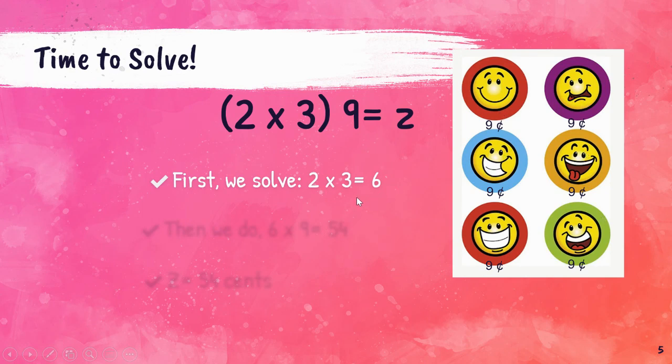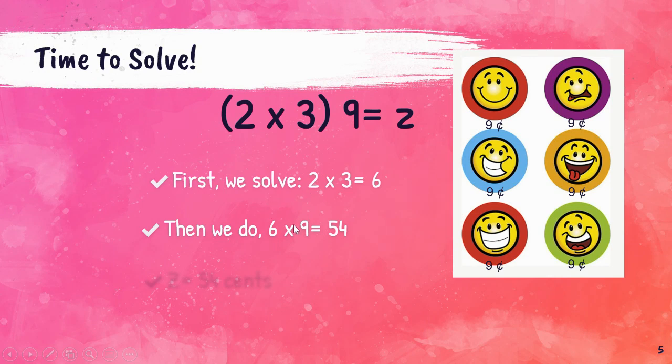Okay, but remember, multiplication is just a faster way to add. So it makes it faster to get our answer. So first we solve 2 times 3, which is 6. Then we do 6 times 9. So 6 times the 9 cents that each of these stickers cost. That would give me 54.